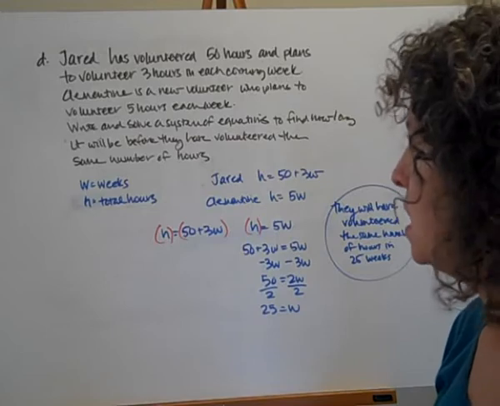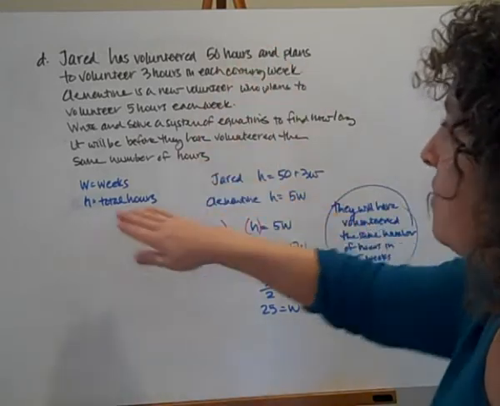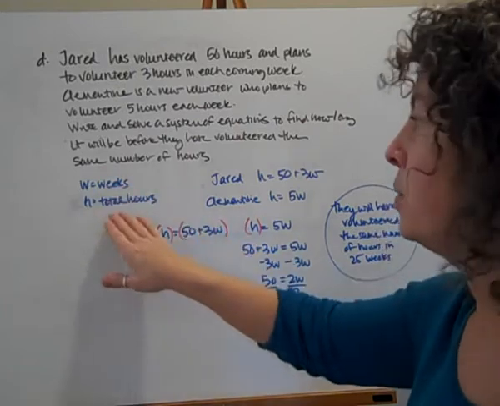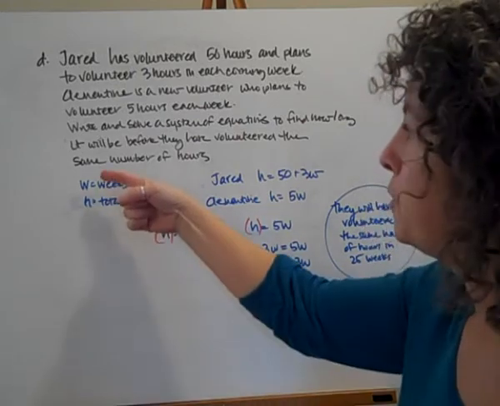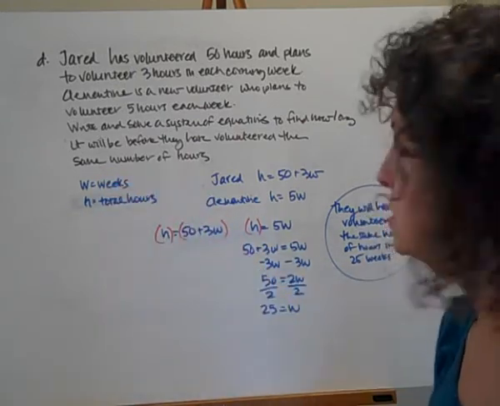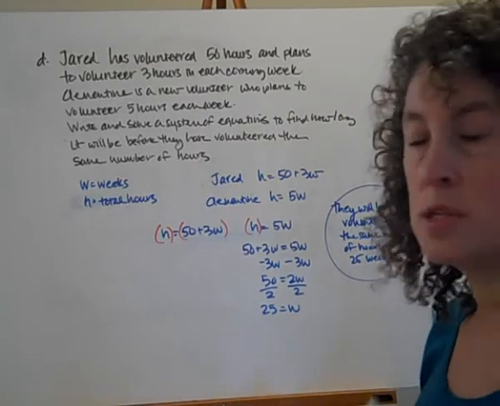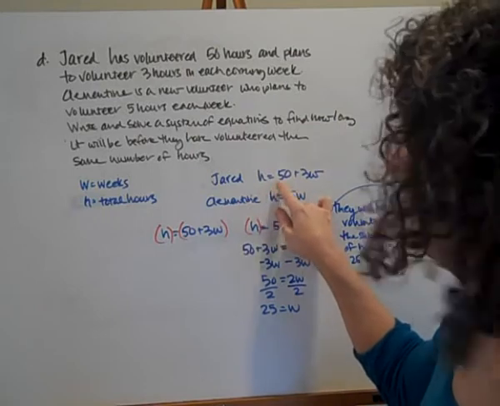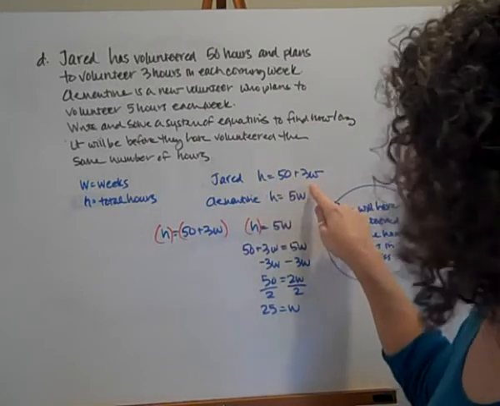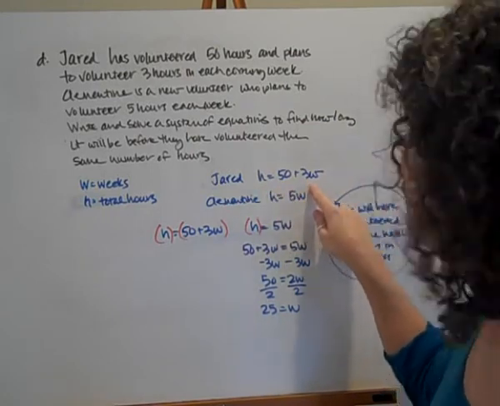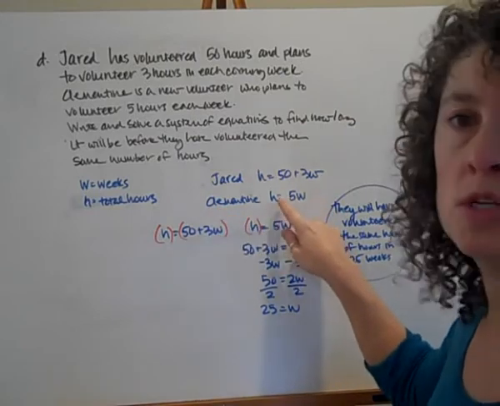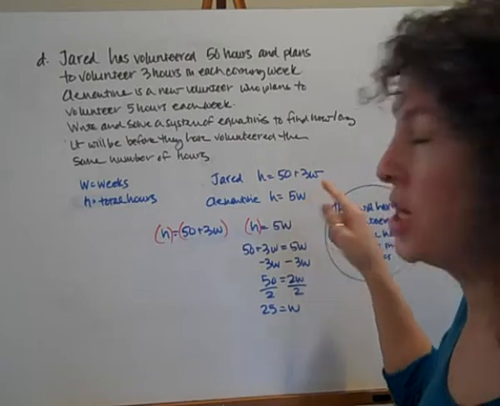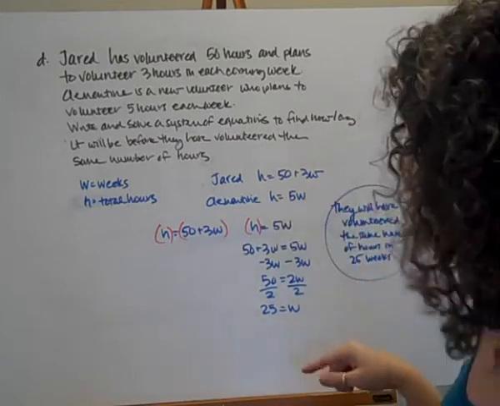So my two variables here: I have how many weeks they've been volunteering, and that weeks is going to determine what their total number of hours are. So I've got W for weeks, and H for hours. So I have my two people here with parallel situations. Jared's hours are going to be a total of the 50 that he's already done, plus the 3 hours per week he's planning on doing. And Clementine's hours are going to be just a total of the 5 hours per week she's planning on doing, because she hasn't done any already, because she's a new volunteer.